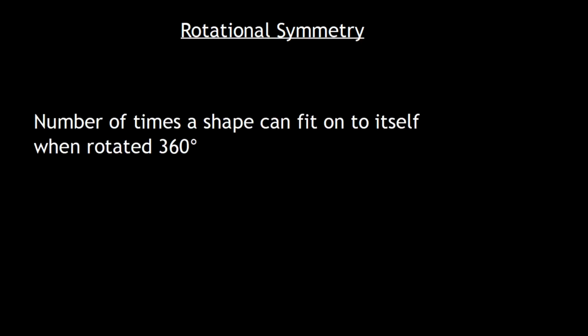So what is rotational symmetry? In a nutshell, it's the number of times a shape can fit onto itself when rotated 360 degrees. So you rotate a shape all the way through one full revolution and find out how many times it fits onto itself. So what does that mean? Let's have a look at an example.